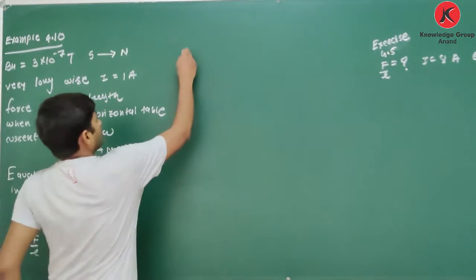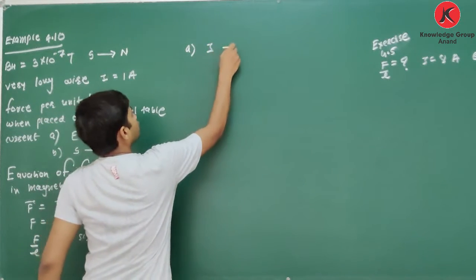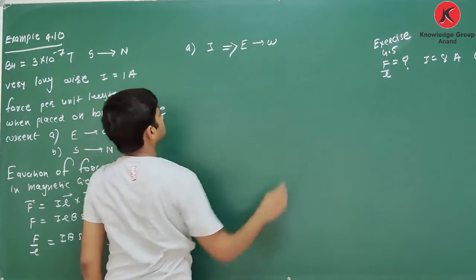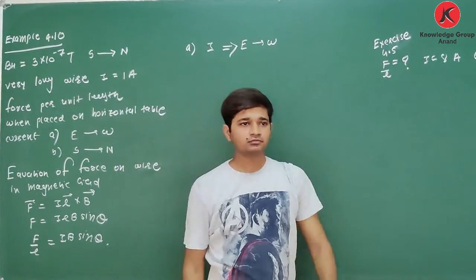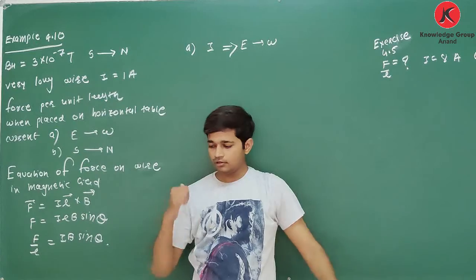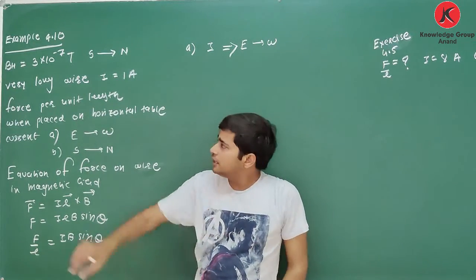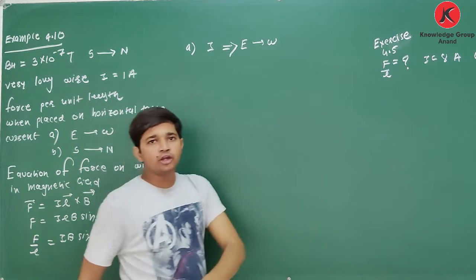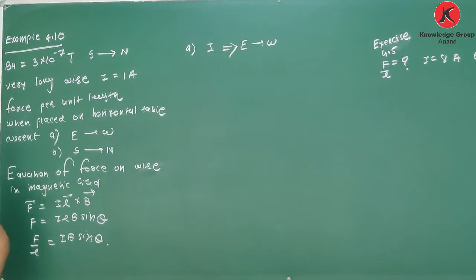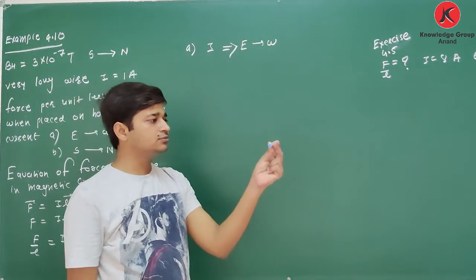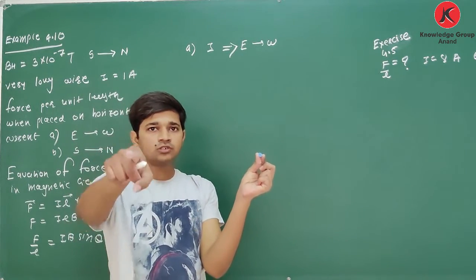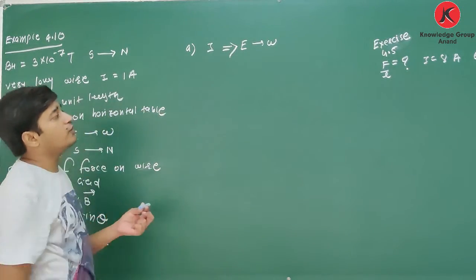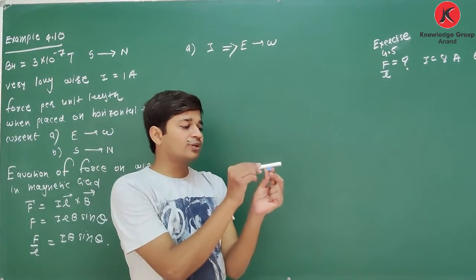Now, first case, when current is flowing from east to west. Now see, east, west, north, south. The magnetic field BH is from south to north. Yes or no? South to north means the magnetic field is in this direction. Current is flowing from east to west, meaning in this direction.